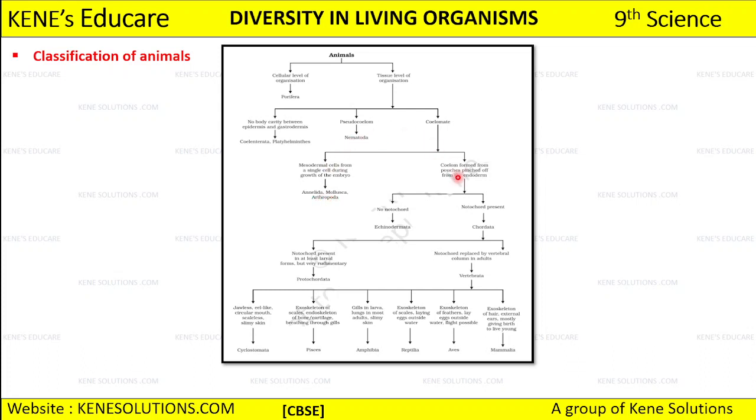And another type of coelomates that we have here, you will see that the coelom is formed from the pouches which are pinched off from the endoderm. How is the coelom formed? From the pouches which are pinched off from the endoderm. Now again we can divide them into two parts, whether they have a notochord, it means whether the notochord is present, or there is no notochord, that is, notochord is absent.